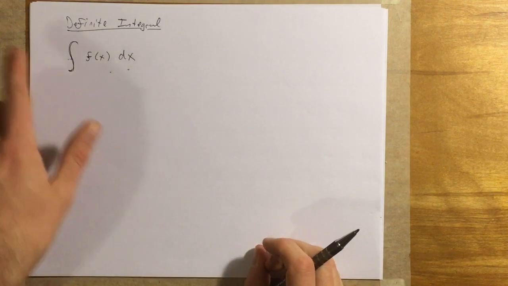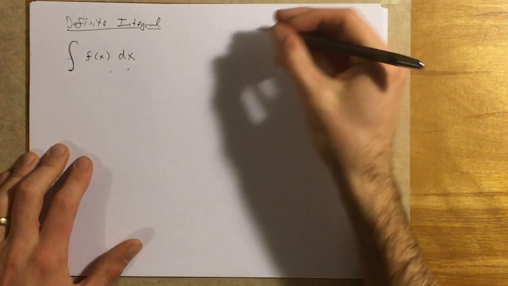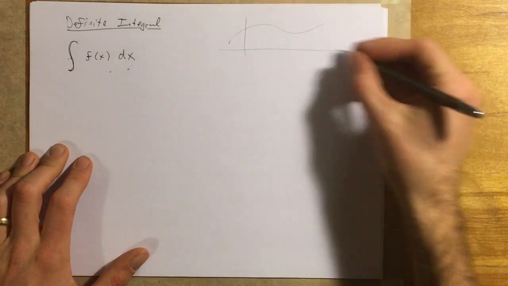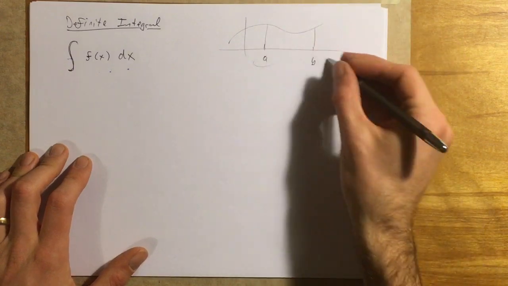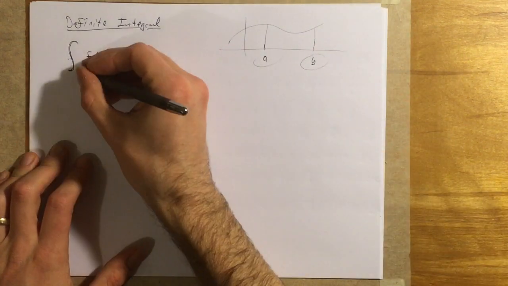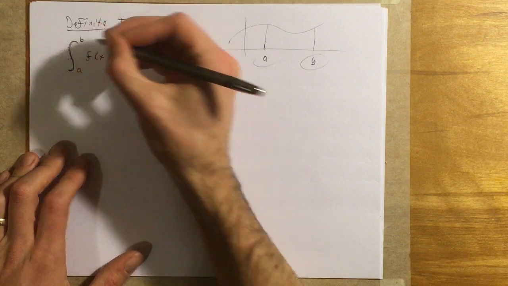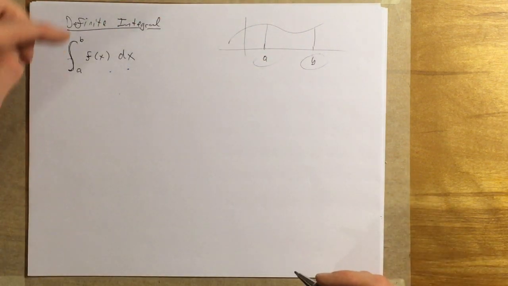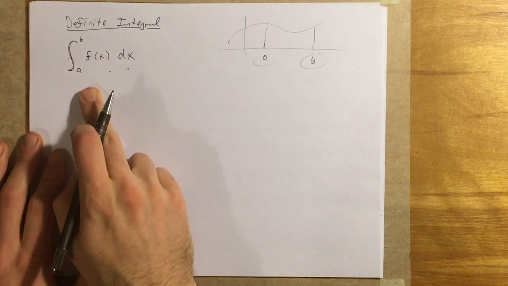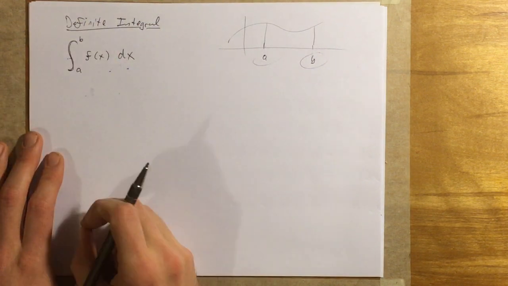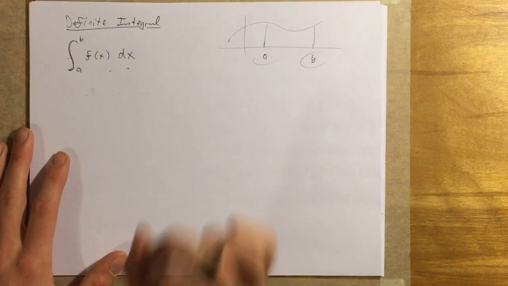But the difference is a definite integral is for a specific function on a specific interval, a to b. So we need to denote the interval here with the values a and b. And you put those at the bottom and at the top of the integral sign. So when you see it with numbers there, then that means that we're talking about a definite integral instead of an indefinite integral.